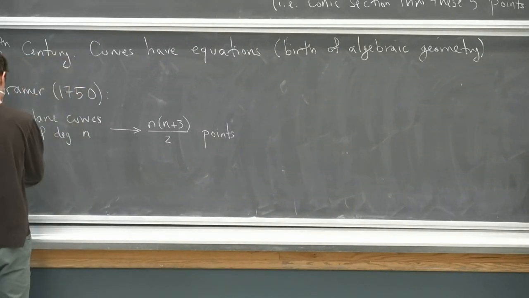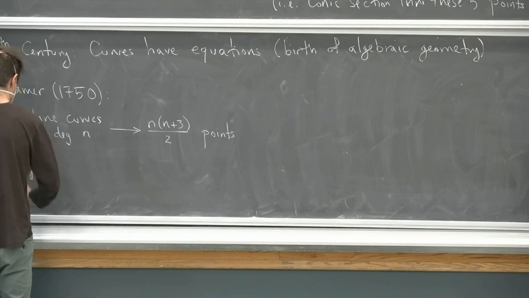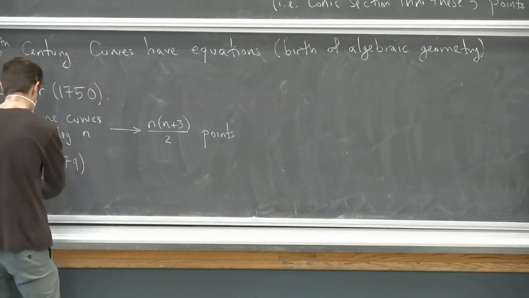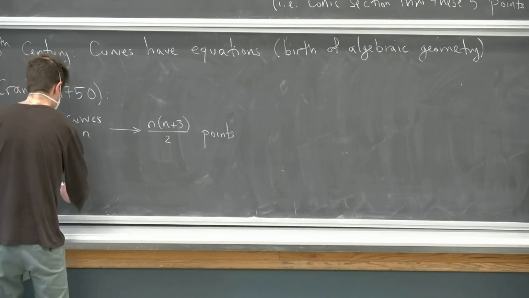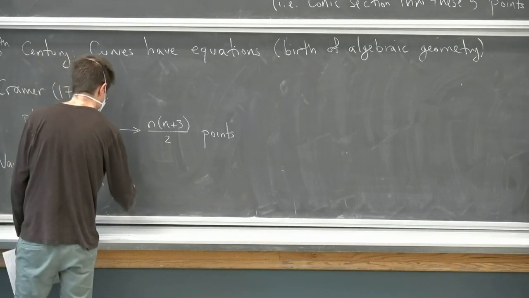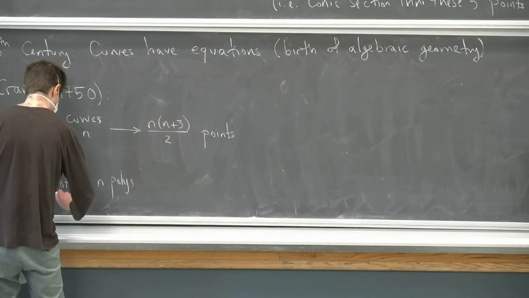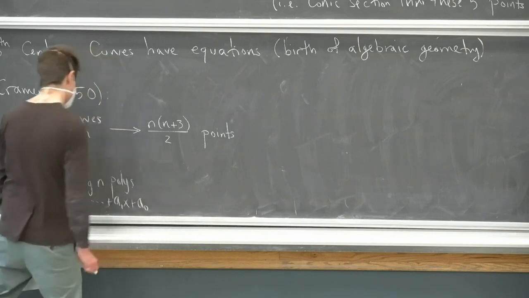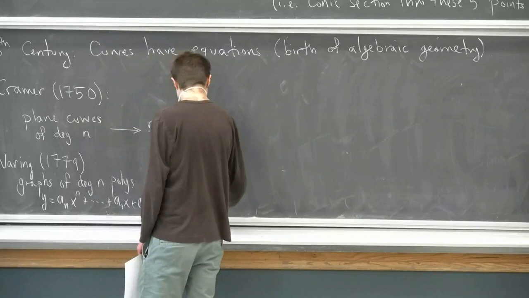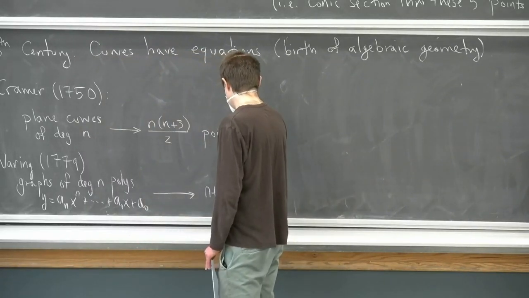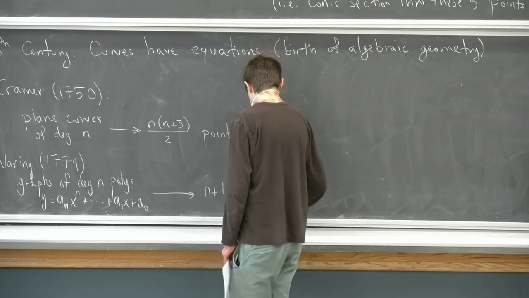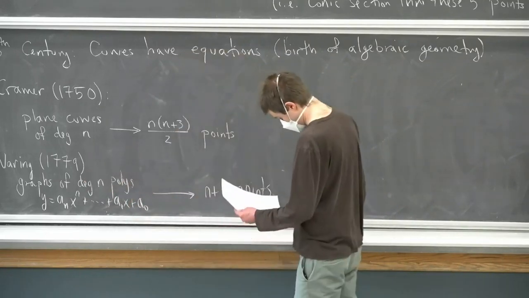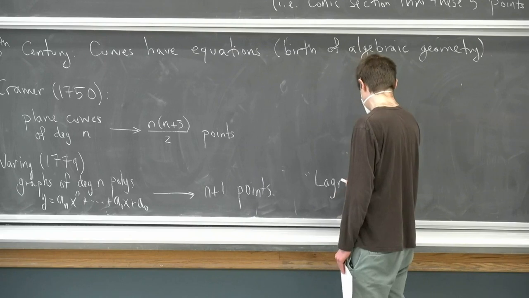And there's another result from this period that I'll mention, a theorem of Waring in 1779. What Waring was studying was graphs of degree n polynomials in one variable, so something that looks like y equals a_n x to the n plus, up to, a_1 x plus a_0. And he showed that these can pass through n plus 1 points. In fact, he gave an explicit formula for a polynomial of degree n that passes through n given points. And in his honor, we call this the Lagrange interpolation formula.